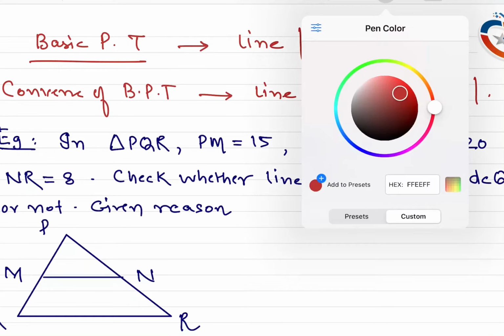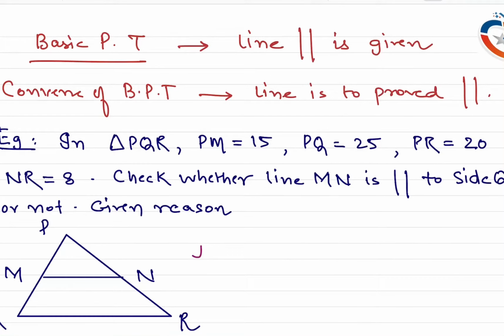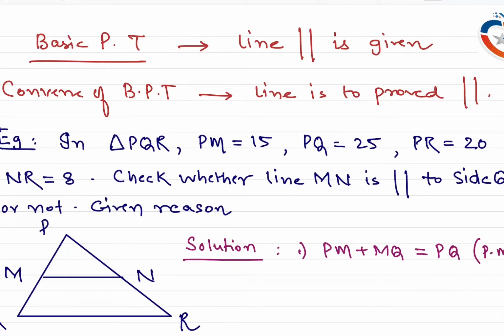First we find the value of MQ. Now I can say PM plus MQ is equal to PQ, because all the 3 points are collinear. So PM is 15 plus MQ is equal to 25, or you can say MQ is equal to 25 minus 15, that becomes 10.